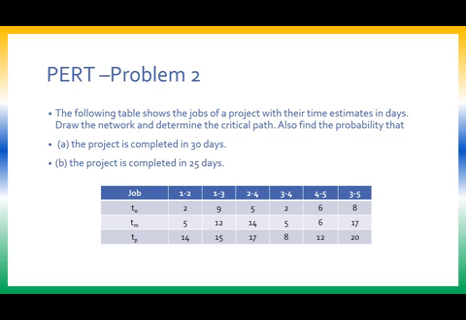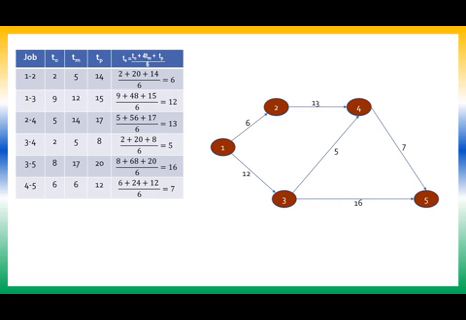Okay. So the jobs are 1 to 2, 1 to 3, 2 to 4, 3 to 4, 4 to 5 and 3 to 5. So the time estimates are 2, 5, 14; 9, 12, 15; 5, 14, 17; 2, 5, 8; 6, 6, 12; 8, 17, 20. Okay. So based on that, I have drawn a project network here.